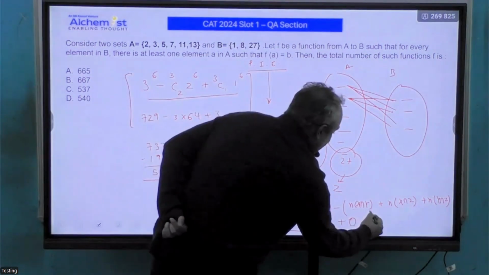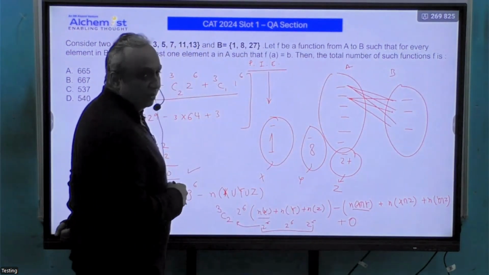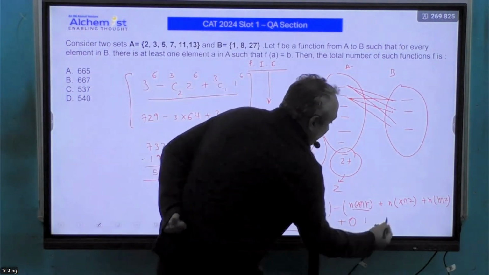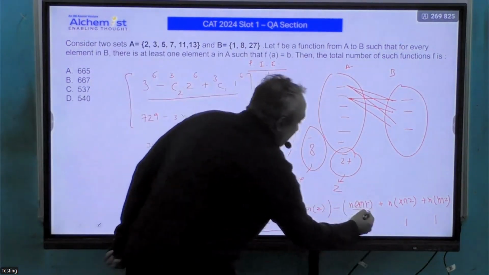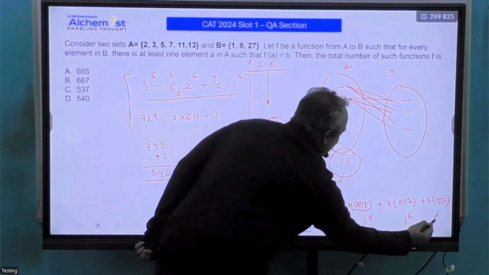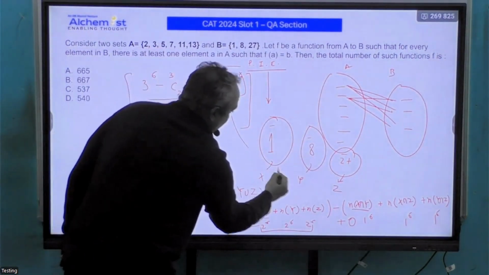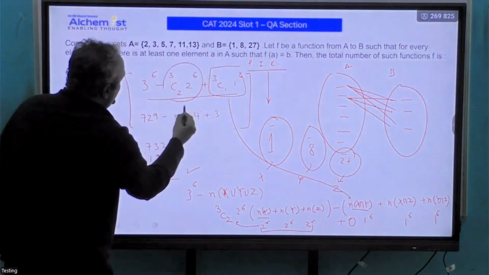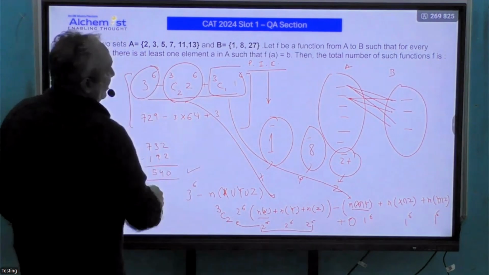Similarly, this is a set in which both 1 and 8 are missing. That means everything is getting mapped to 27 only. So this is 1, this is 1, and this is 1. This is nothing but 1 to the power 6, 1 to the power 6, 1 to the power 6. If you look at it, this is what this term is. And this is the total number of ways, and you still get the same answer.